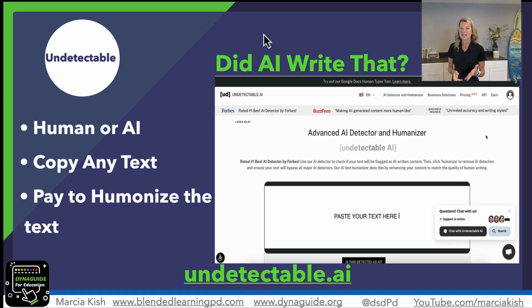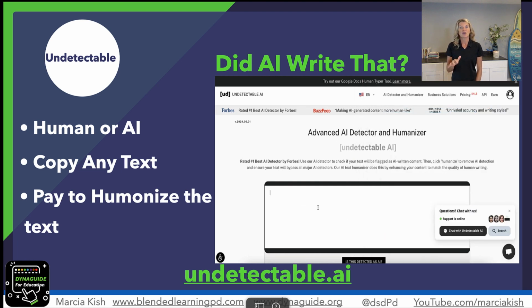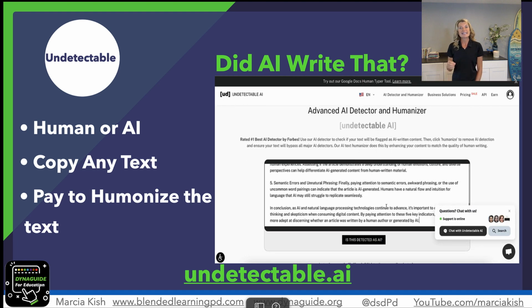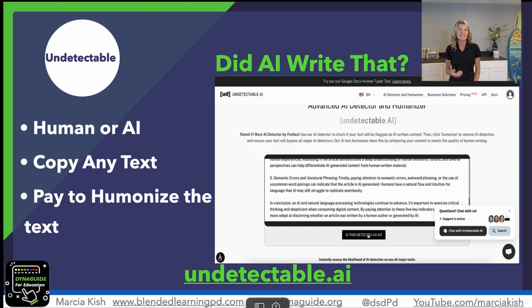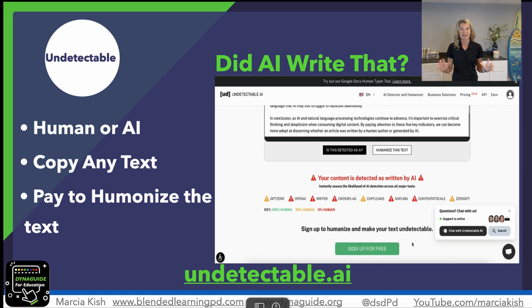The first one was Undetectable AI. And what we did was we put in the article that they wrote, and then I also showcased one that I had generated from AI. So I made a blog post, a fake blog post. I'm showing them, I'm going to copy and paste a blog post over into Undetectable AI, and it's going to give me a score, did AI write it or not? And it's going to say your content was written by AI.